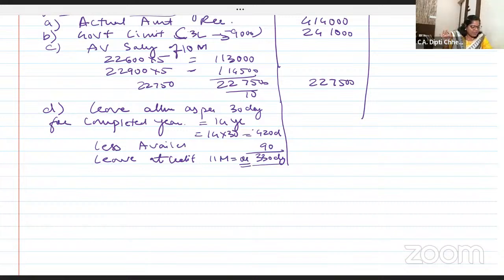Please don't take leave credit 18 months because it's printed in the question paper. 330 days, or 11 months.